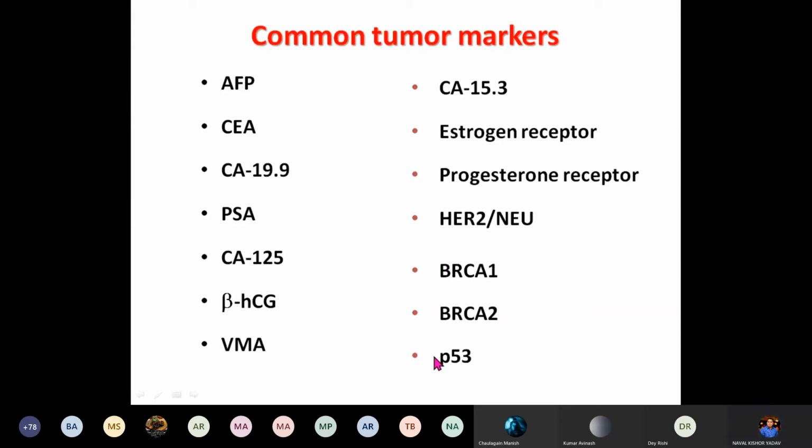Okay, like estrogen receptors, progesterone, HER2, BRCA1, 2, and P53. These are not performed in our setup in Manipal. But all the others are performed in Manipal, commonly used in Manipal as tumor markers.